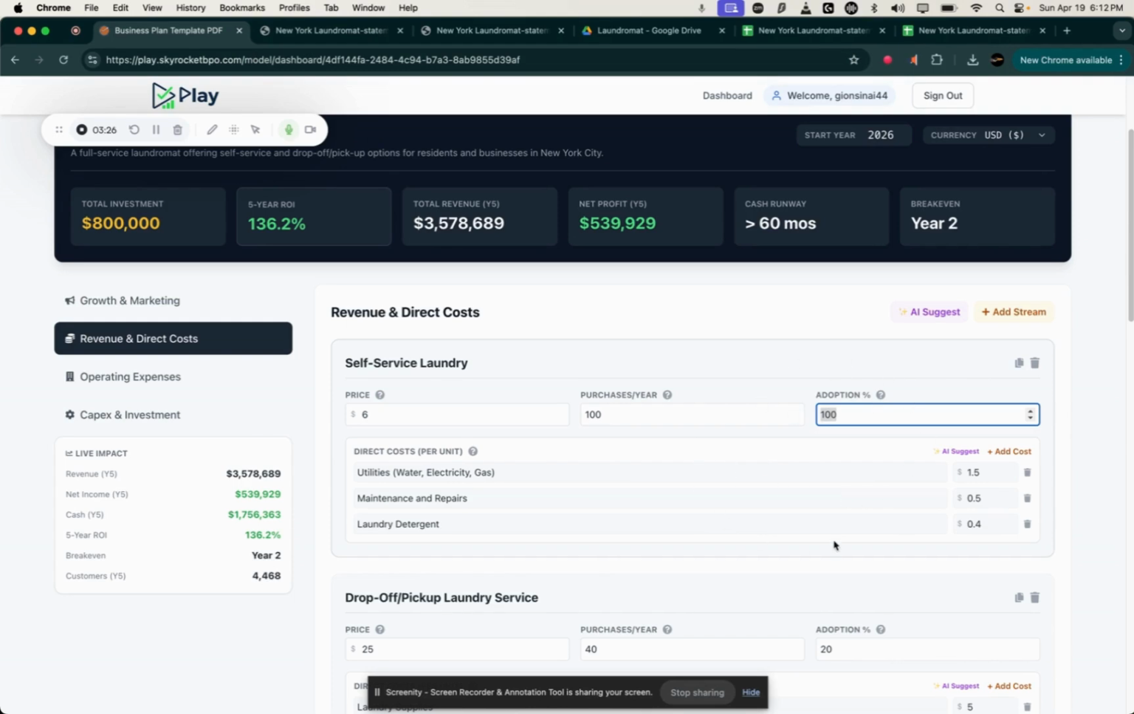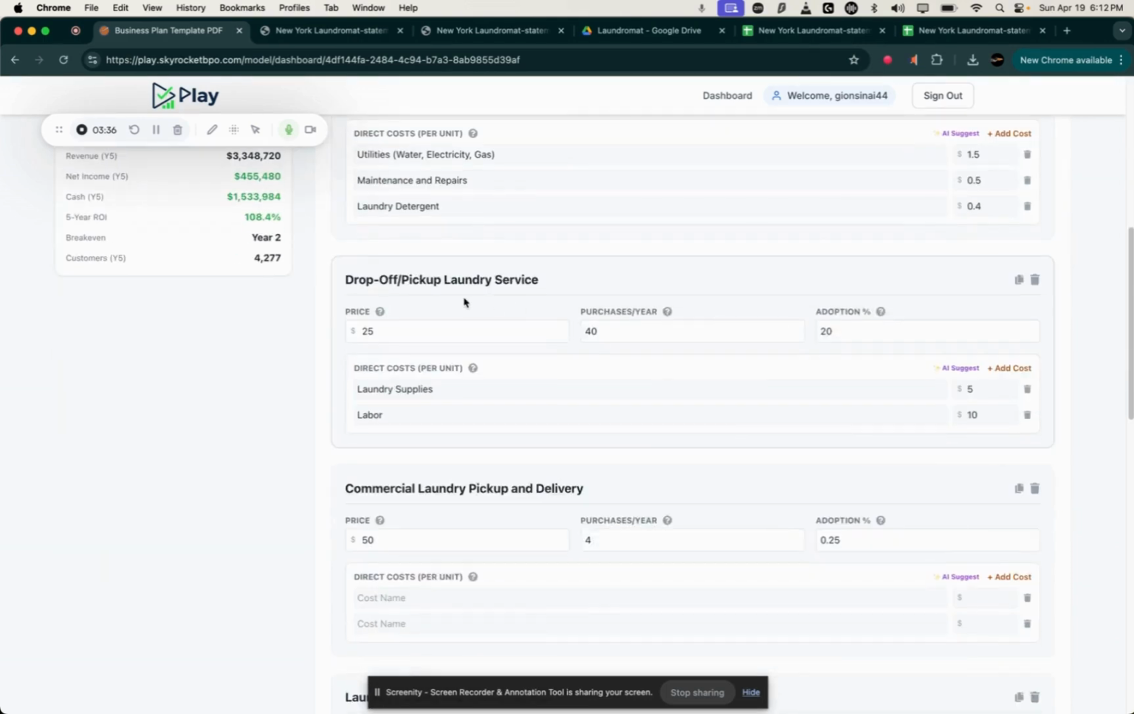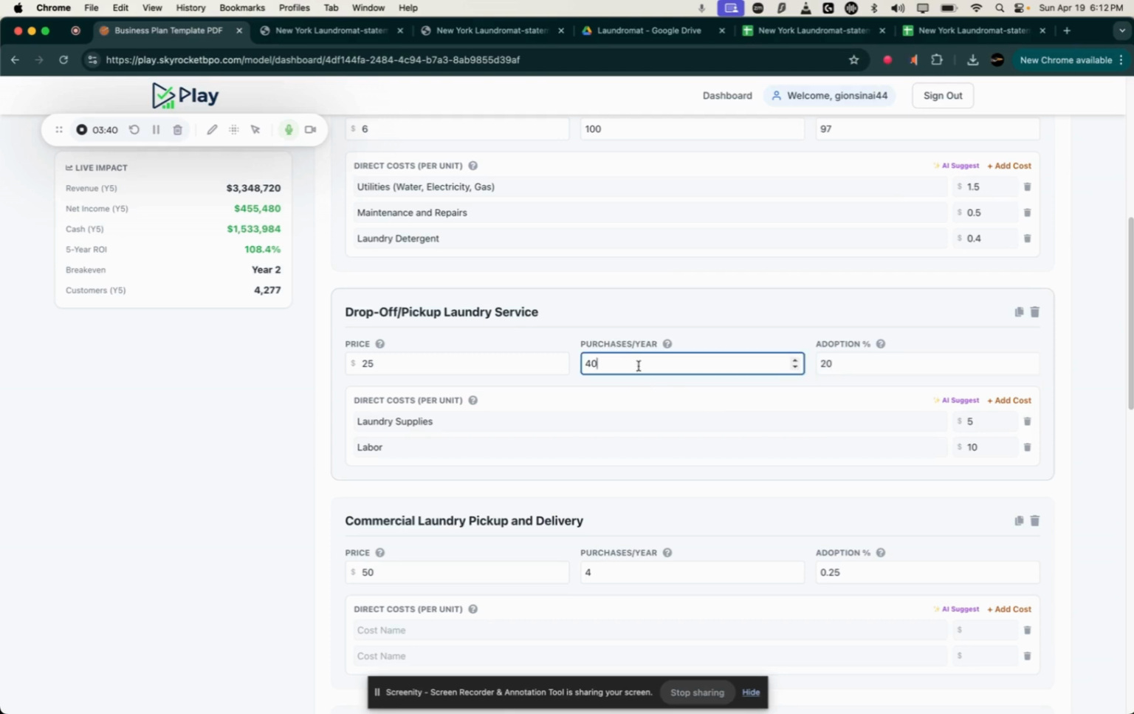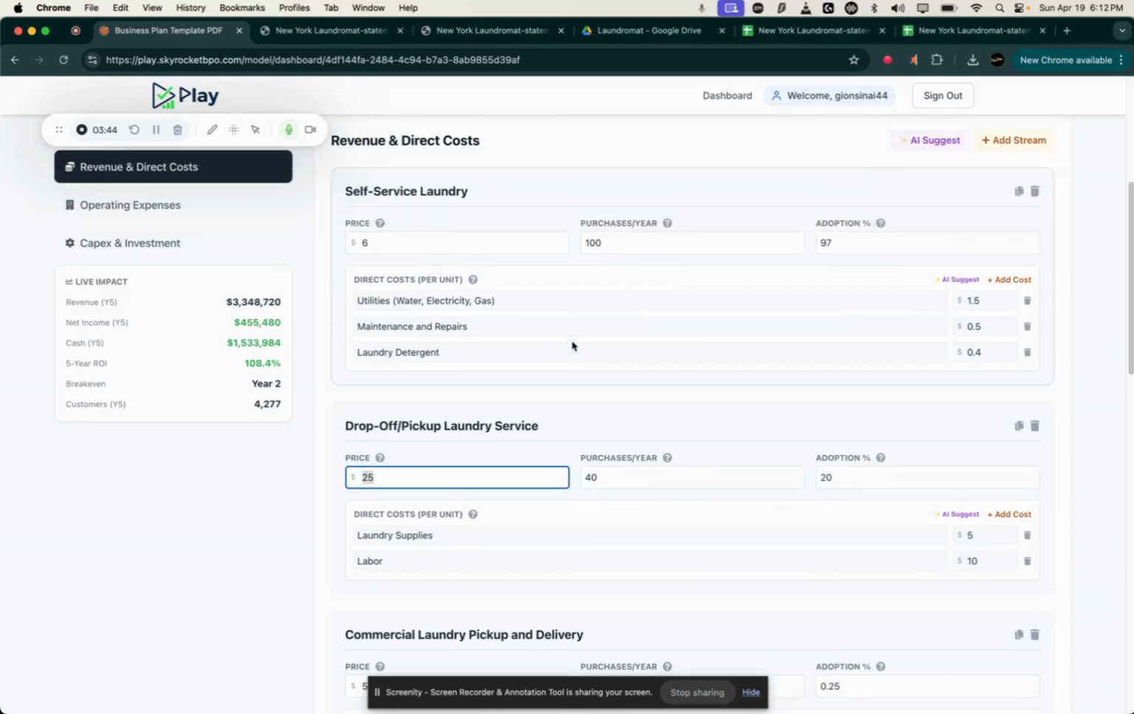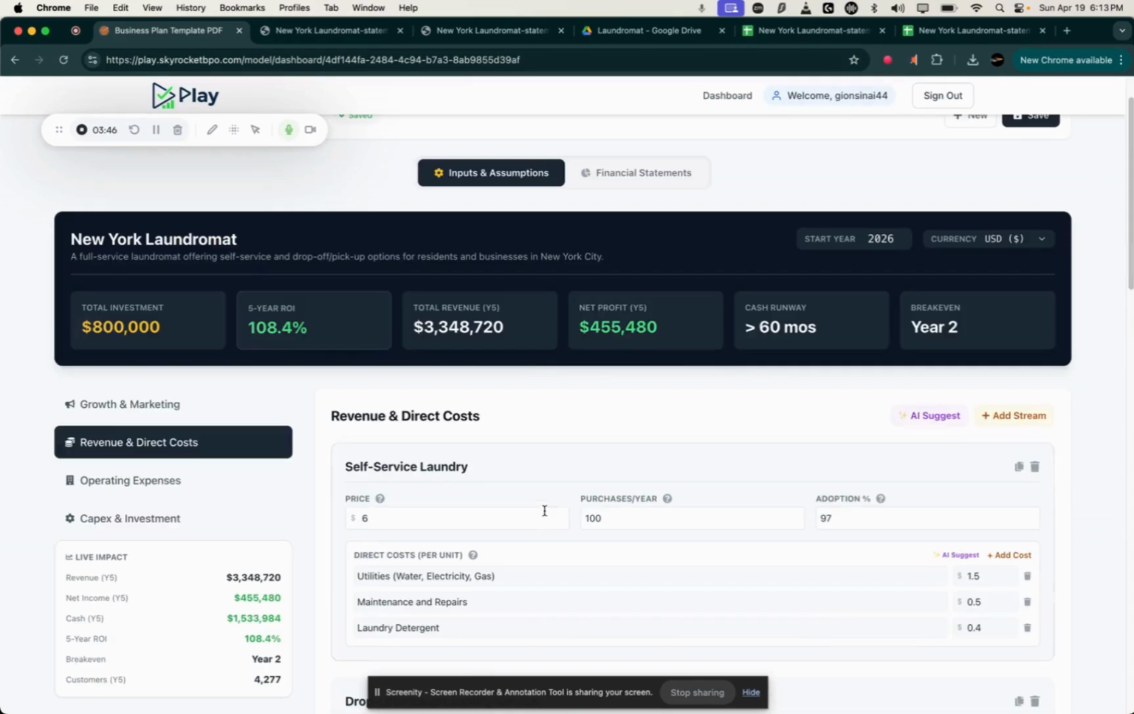For this purpose, we are assuming that 100% of your customers are going to avail the self service laundry facility. That's why it's 100%. Now drop off and pick up laundry service, so let's say 20% of them avail this, and they avail this 40 times per year, and you charge $25 for that service. Based on all these factors, your break-even year is 2.